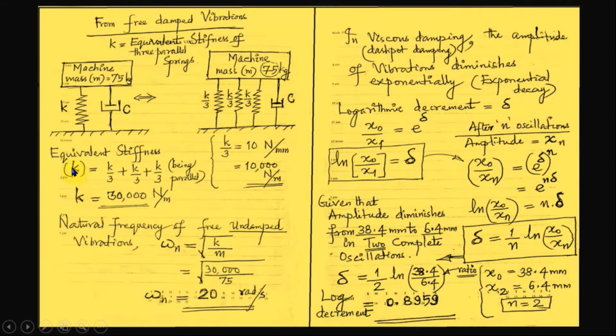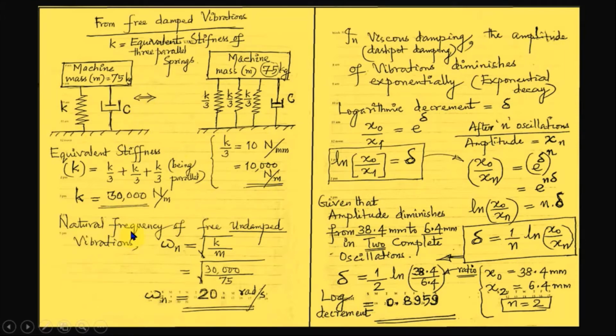Here the equivalent stiffness will be 3 times the stiffness of each spring. The total equivalent stiffness will be 10,000 plus 10,000 plus 10,000, since it is a parallel combination. So we have 30,000 Newton per meter, that is the equivalent stiffness here represented by k. And mass of the vibrating body is m, which is 75 kg in this case, and the damping coefficient is c. Here it is a viscous damped system.